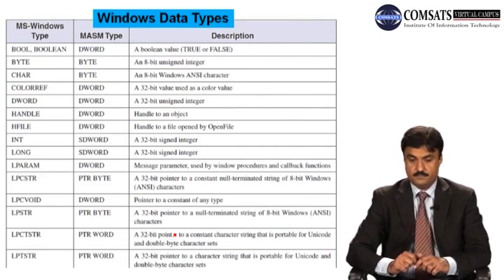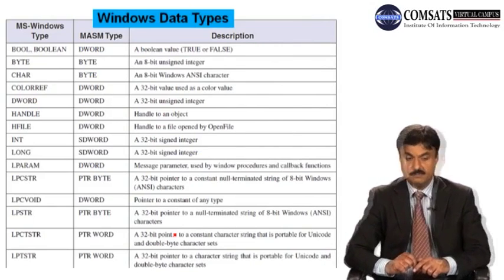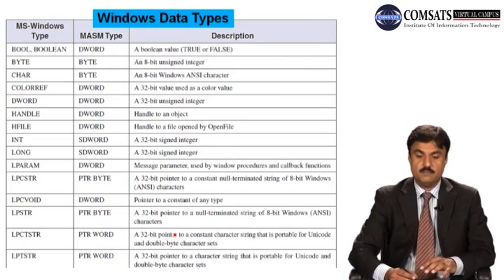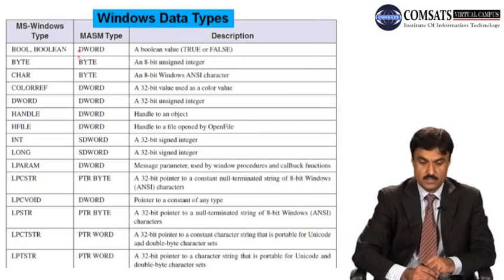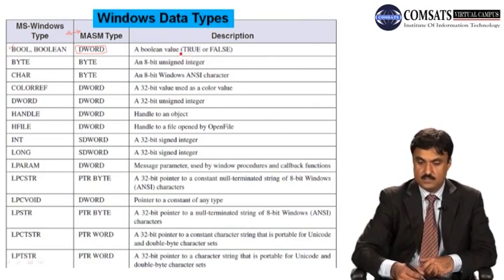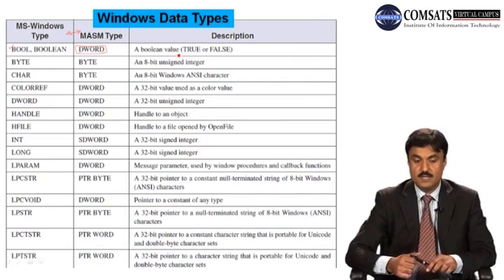Now the Windows data types. Here you can see how we are going to relate these Windows data types with the MASM, or Microsoft macro assembler, types. For example, inside Windows we have BOOL, or boolean. In MASM we use it as a double word. A boolean value is either true or false.